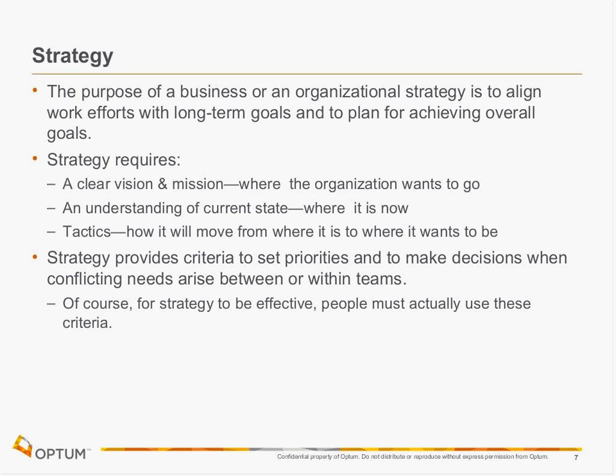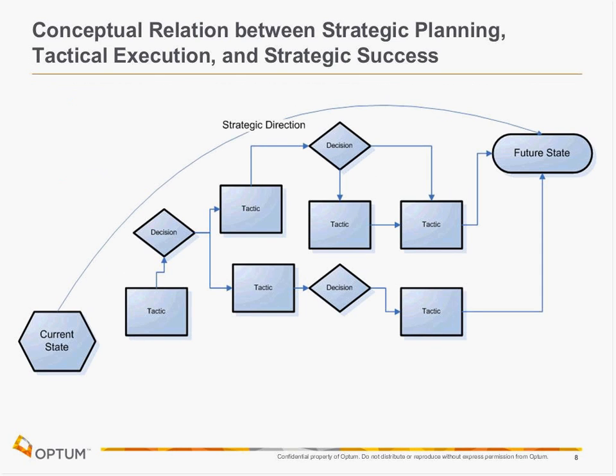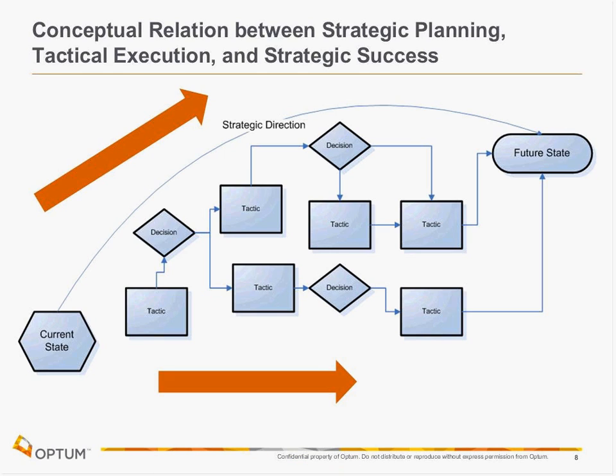And of course, to work, people need to know what it is, and they need to actually refer to it when they make those decisions. So this diagram just tries to put into a picture what I've been saying about the relation between strategy and tactics, current state and future state. You always have a strategic direction. That direction always has to be forward looking, and you set a set of plans, and depending on the outcome of any one of those sets of plans, you can make a decision about additional plans, always with the future state in mind.